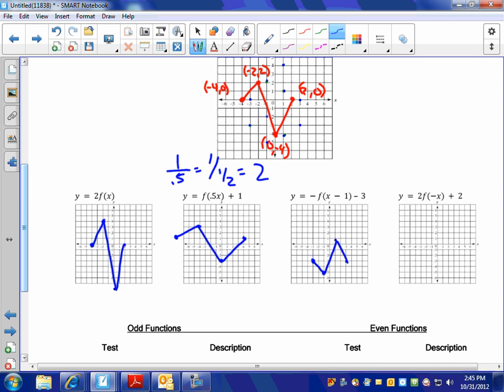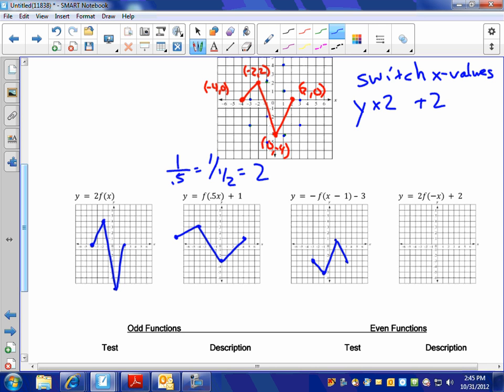So f of negative x, that will switch the x values, and I multiply the y values by 2, then I add 2. So I'm going to actually write down what I do here. Switch x values. I take my y values and I multiply them by 2, and then I add 2. That's actually what's happening, right?